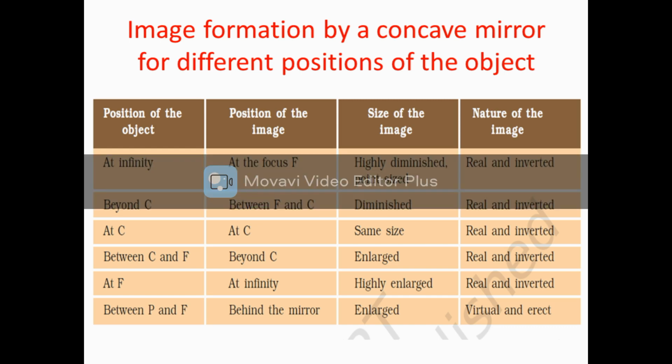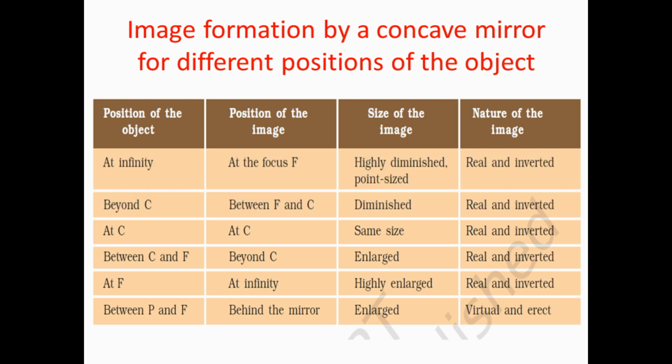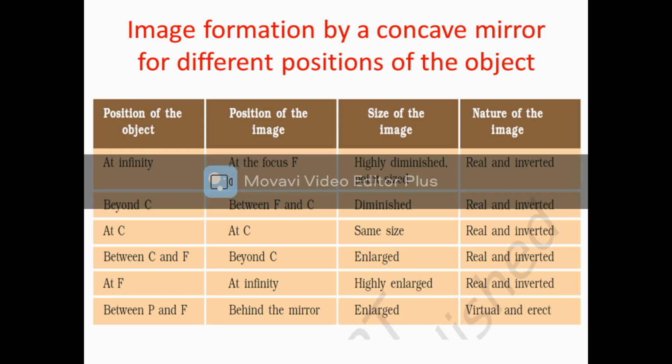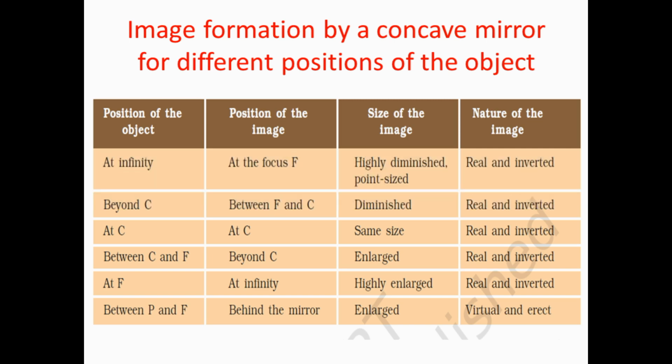Infinity means it is limitless. We don't know where the object is. The position of the image will be at the focus, and the size of the image is highly diminished. Diminished means very, very small. So a point-size image will occur there, and the image is real but inverted. We already know that using a concave mirror, the image formed is always inverted.